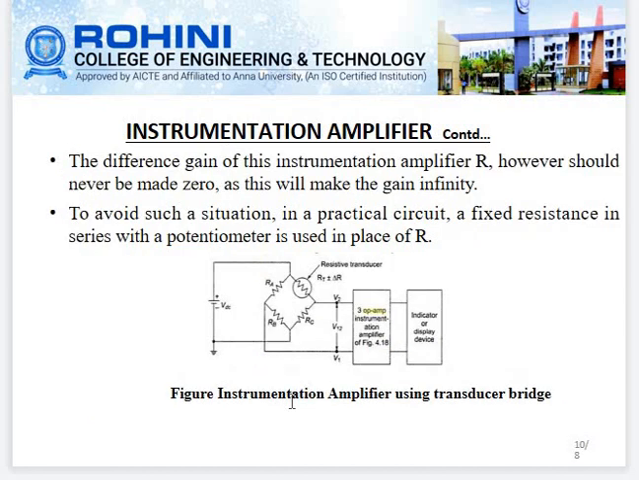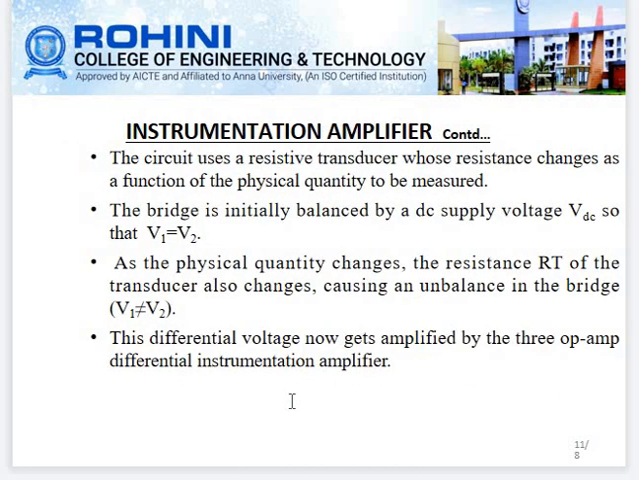The difference gain of this instrumentation amplifier depends on R, which however should never be made 0, as this will make the gain infinity. To avoid such a situation in a practical circuit, a fixed resistance in series with a potentiometer is used in place of R. That is, the instrumentation amplifier using a transducer bridge is shown in this figure.